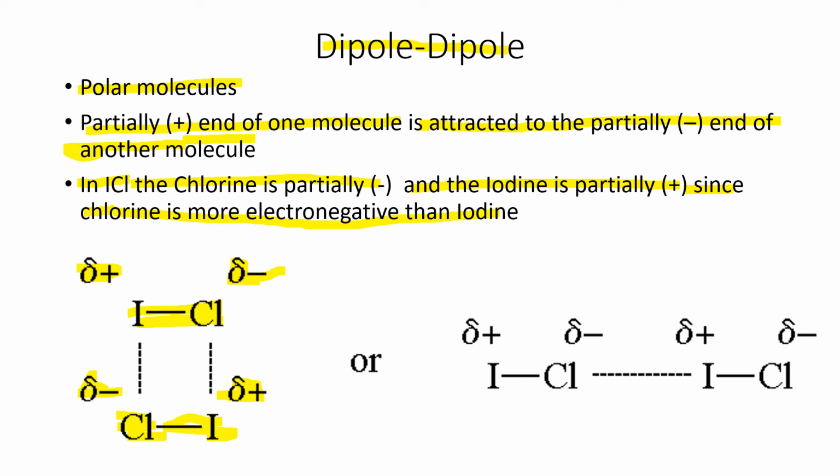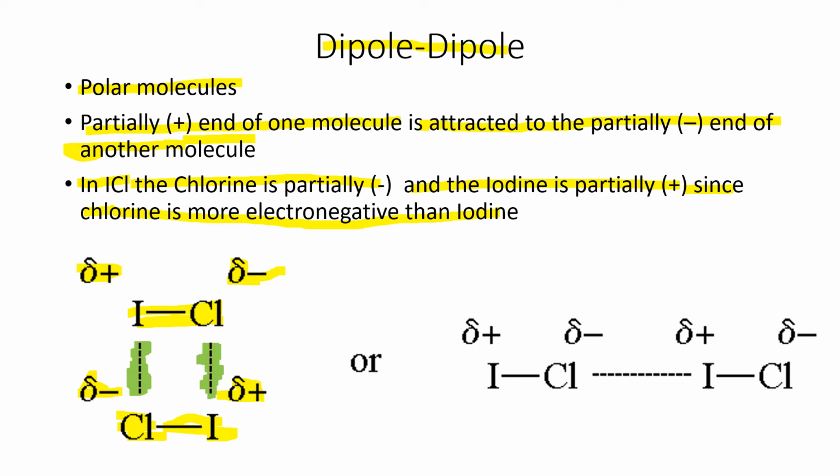That's the attractive force that we're highlighting in green. The positive end of one molecule is attracted to the negative end of the neighboring molecule. Same thing, the negative chlorine is going to be attracted to the partially positive iodine of that neighboring molecule.